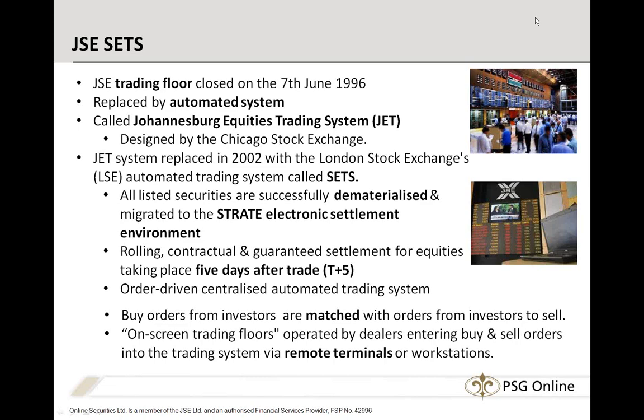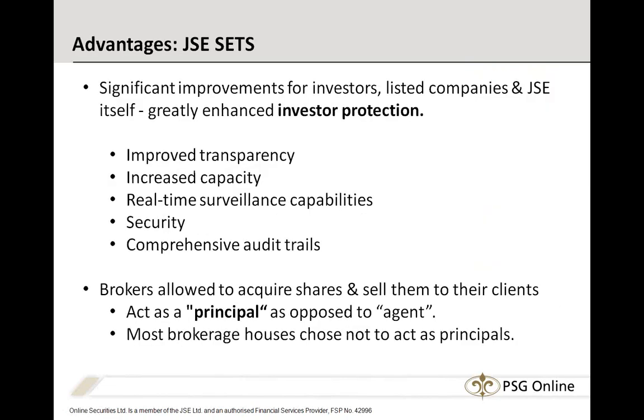So the whole idea about the centralized order book is that it's order driven. Buy orders are matched to sell orders on a computer screen. So it's just much faster nowadays, and obviously we don't have to worry about signing any forms and sending them through and getting lost in the post. Everything's done electronically now. So it creates a lot more capacity, but there are a lot of other advantages. There were improvements for the investors, listed companies, as well as the JSE itself.